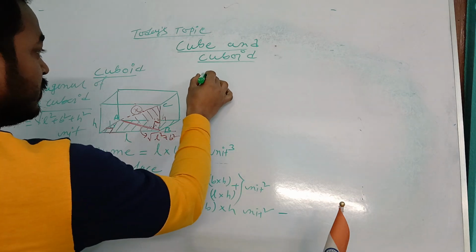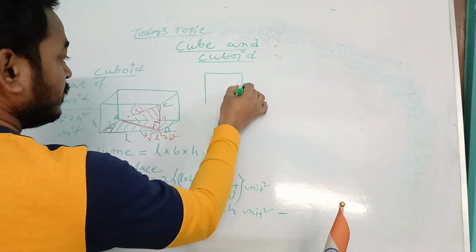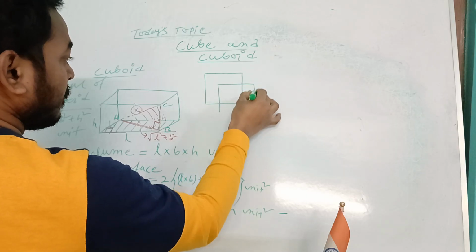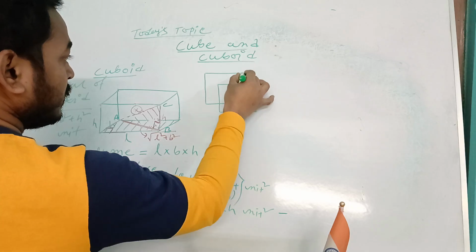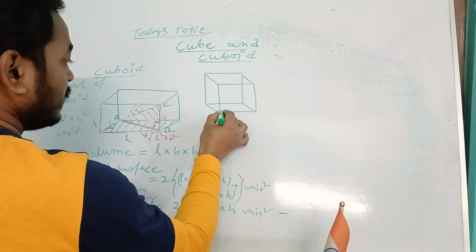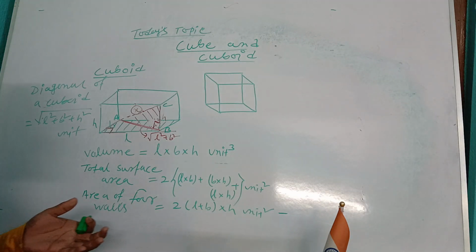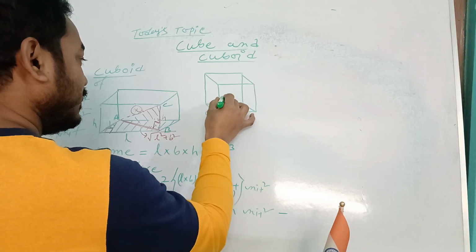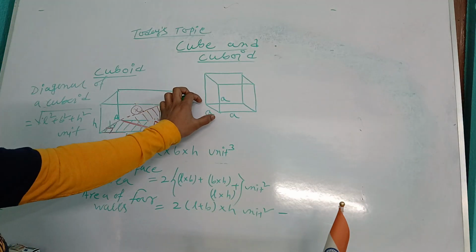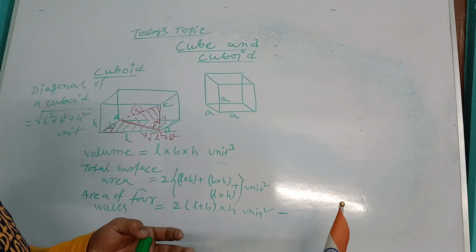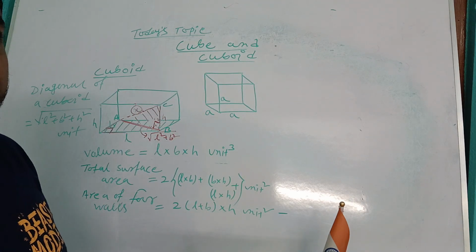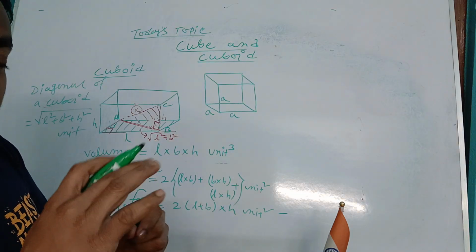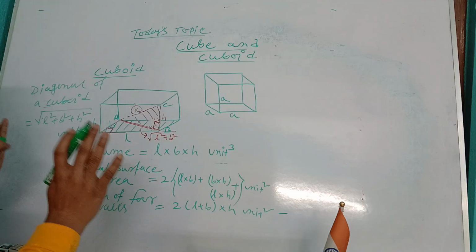So this is the cube. Here all the sides are the same. So if it is a, this is a, it is a. Sir, it is not looking like a cube in this diagram. But see, if you have a dice, you are playing Ludo, see that dice. All the sides and surfaces are the same. So here length, breadth and height are the same.